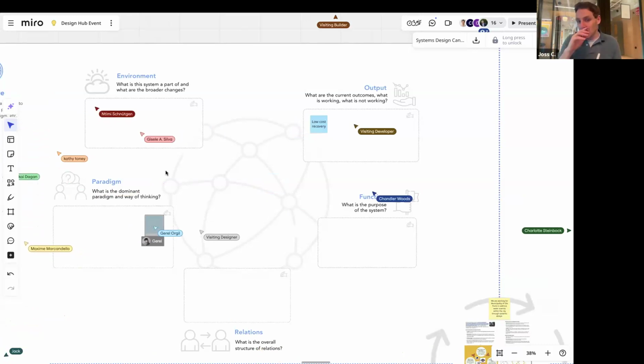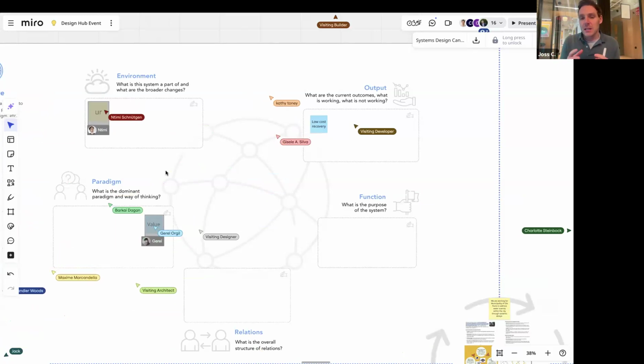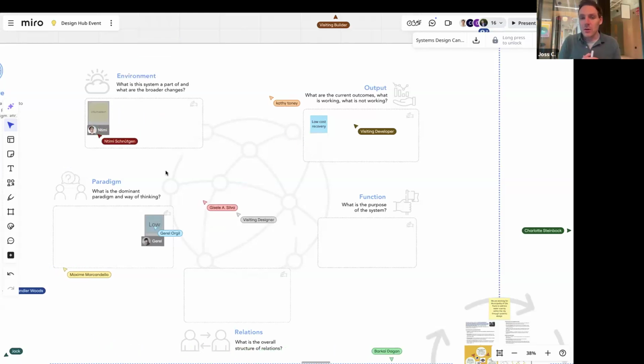Then we might go to the top right. What are the current outcomes? What's working? What's not working? So this is a little bit like the iceberg model, where we're thinking about it on its different levels. The outcomes are actually the events that we see at this time. So we could post up what's working, what's not working.